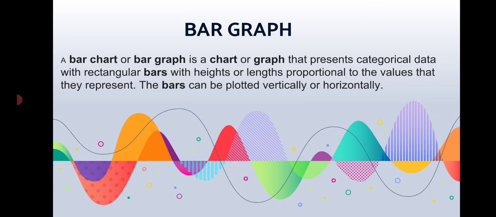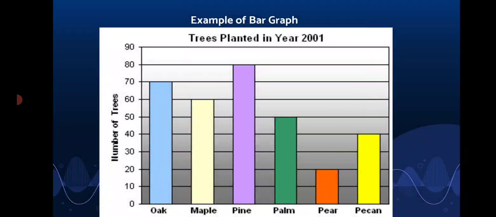Next comes the bar graph. What is a bar graph? A bar chart or a bar graph is a chart or graph that represents data with rectangular bars with height or length proportional to the values. Based on the values, we show different bars of different colors or the same color to represent the value. The bar can be plotted vertically or horizontally. You can use a standing line or a sleeping line, that is vertically or horizontally. Let's see an example of a bar graph.